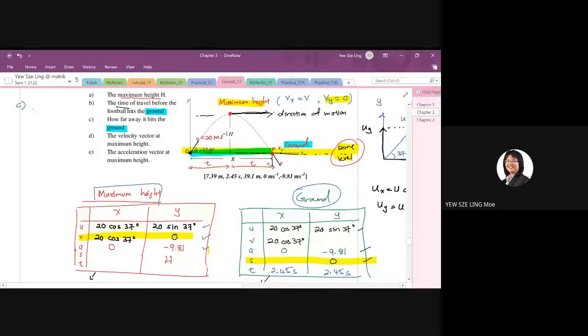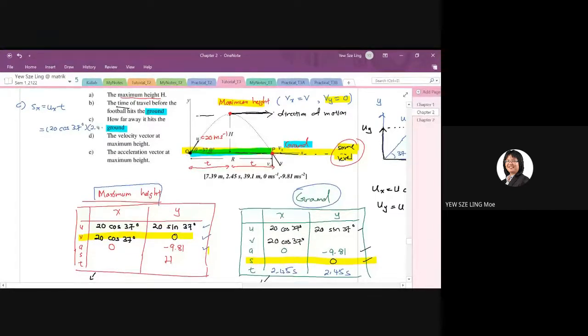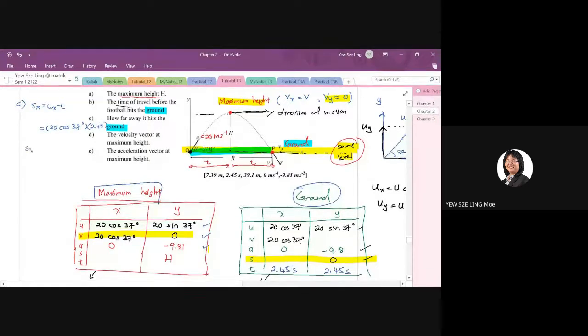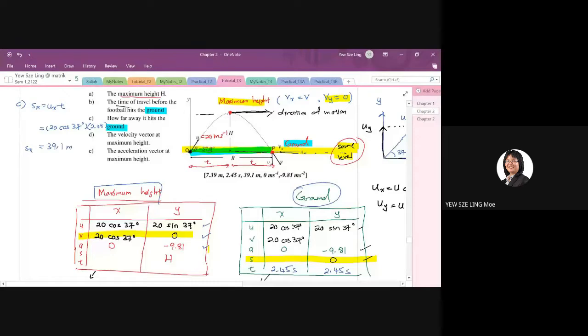Question C, Sx equals ux t. We have ux equals 20 cos 37 degree. Time is 2.45. Therefore, Sx equals 39.1 meter. So question C is very simple once you know the difference between maximum height and ground.